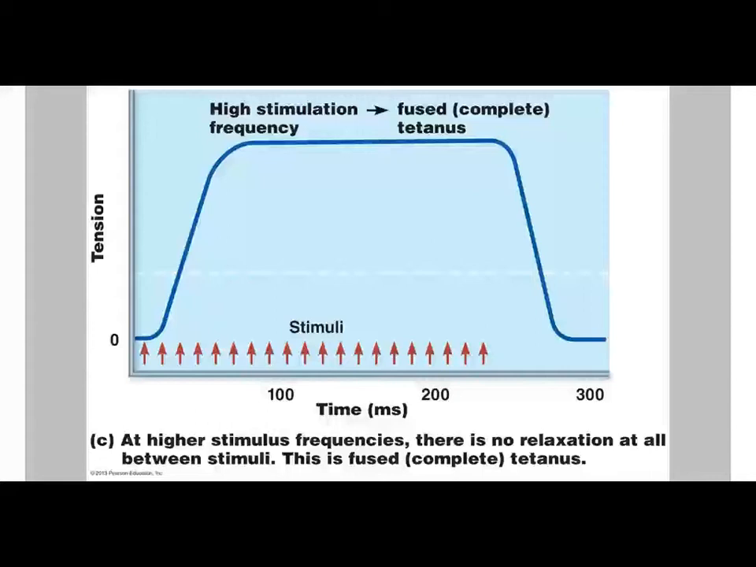Complete tetanus results when the stimuli arrive so quickly, when they're so frequent that there is no point of relaxation at all between one stimulus and the next. So you get a very strong contraction and a very smooth contraction.